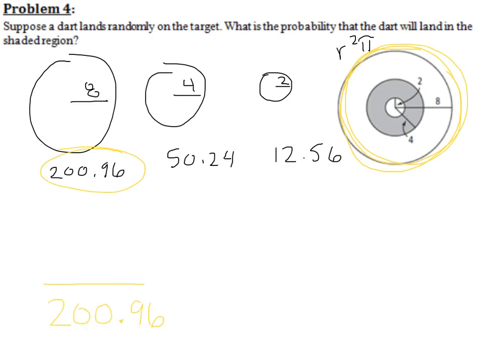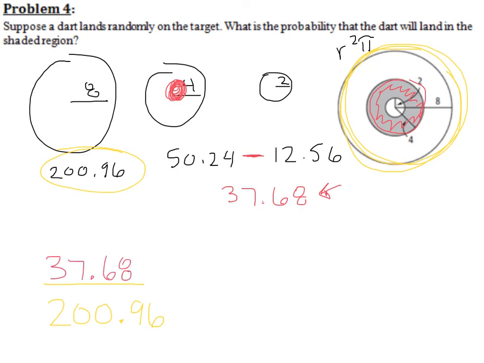200.96. Now I'm looking just for the shaded region, so this section right here. If I look at that circle, it was the middle circle, but with this section cut out. I do not want that section. So that's this little circle. So I have to subtract that little circle from my medium circle. And you would get 37.68. Now this is the intended outcome, the shaded region, so that is going to go on top.